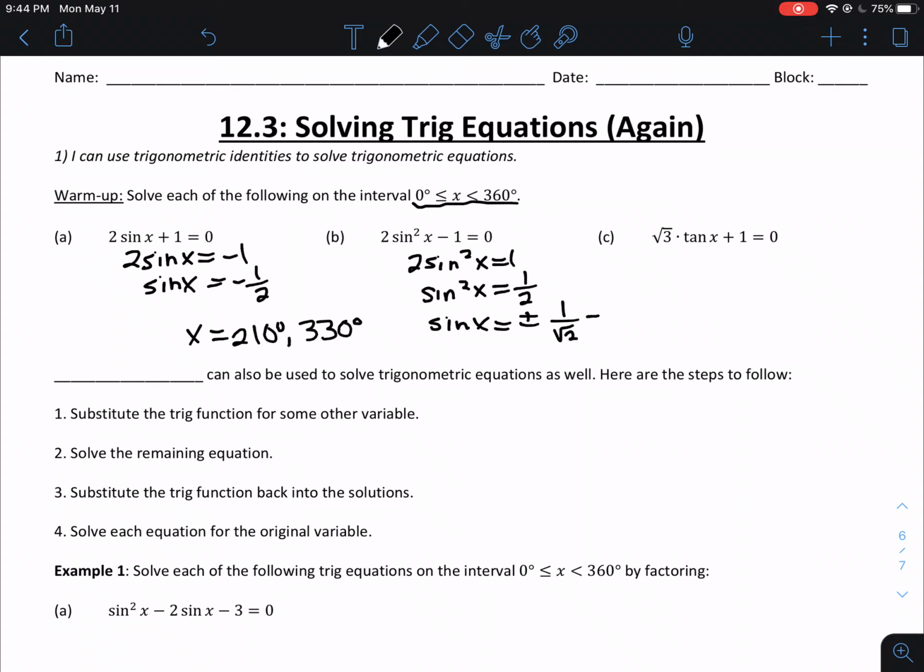Which then we could probably rationalize a little bit here, multiply by the square root of 2 over the square root of 2. That leaves us with plus and minus the square root of 2 over 2. So we're looking for sine of x, our y values once again. Where are the y values on the unit circle equal to either positive square root of 2 over 2 or negative square root of 2 over 2? And that happens at 4 different angles, at 45 degrees, 135 degrees, 225 degrees, and 315 degrees.